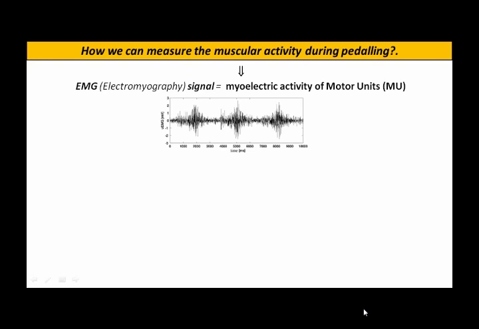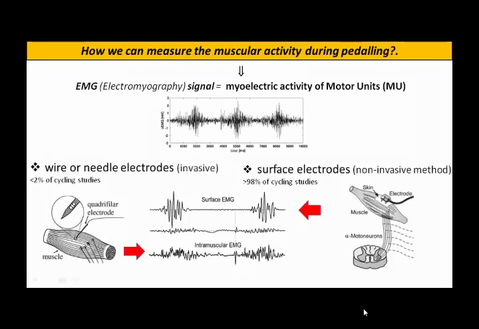Most research has studied muscular activity with electromyography recording from the motor units recruited during muscle contraction. To detect the EMG signal, it is possible to use wire or needle electrodes inserted in the muscle, or to use surface electrodes on the skin over the muscle. Most studies prefer the second technique. Contrary to the intramuscular EMG signal, the surface EMG signal is considered to be more representative of the total muscle mass involved during pedaling.